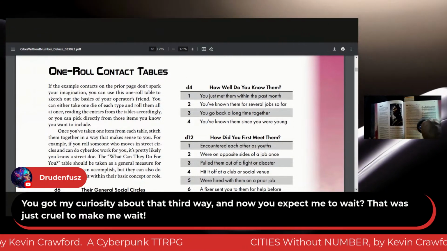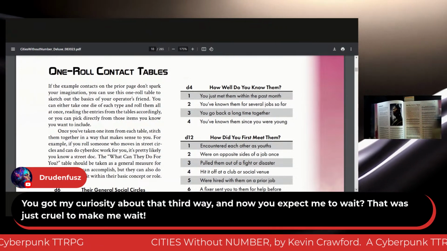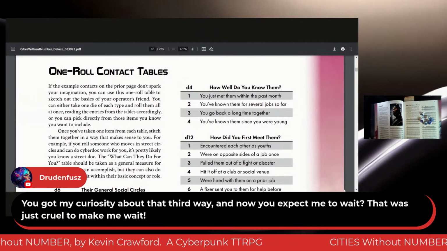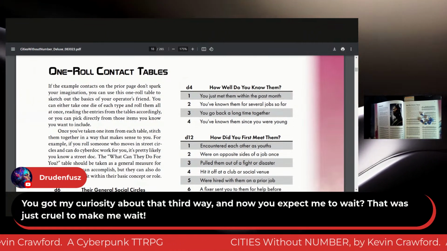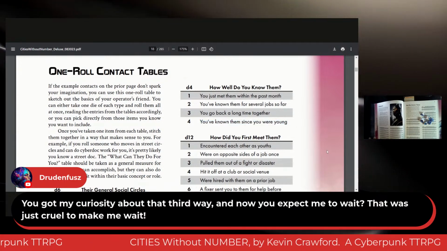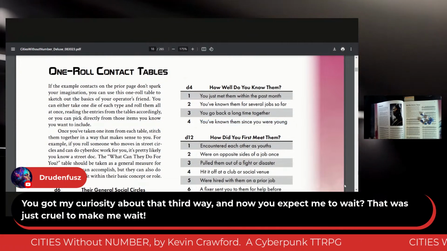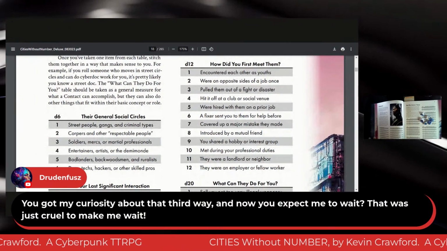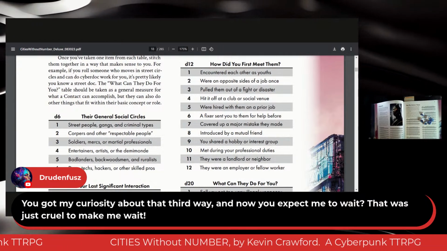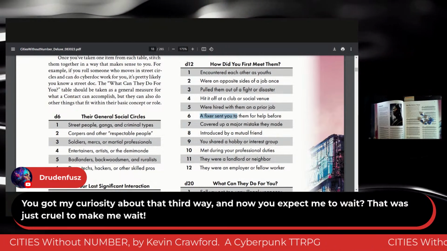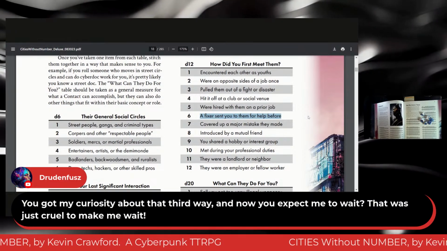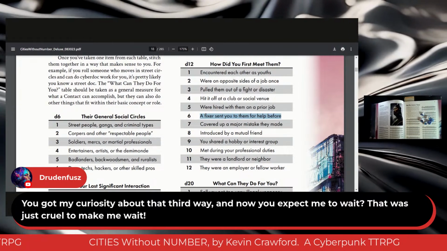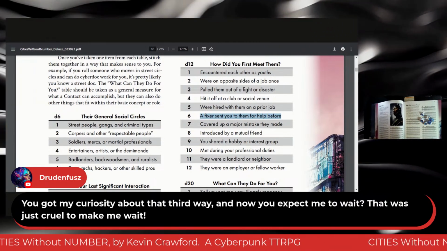Let's pull this one out. One roll contact table, and under D4, how well do you know them? You've known them since you were young. Okay, grew up together. On the D12, we got ourselves a 6. A fixer sent you to them for help before. So not only is this person from your background, but your fixer, the person that fixes your mission, sent you to them before.